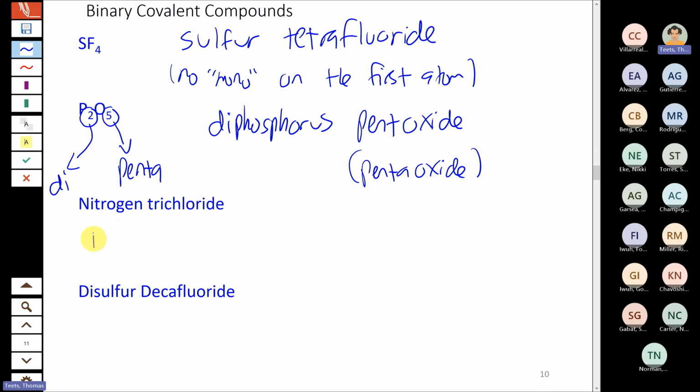But nitrogen is N, no prefix, so there's only one of them. That's the first element. Trichloride, so chloride is from chlorine, which is Cl. Tri means 3, so it's just NCl3. Okay.